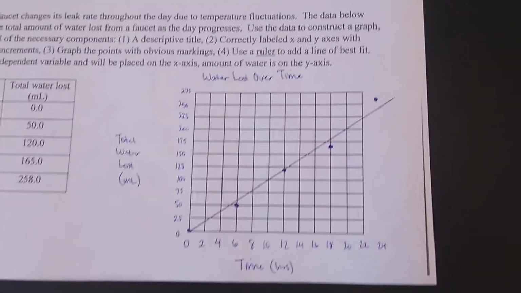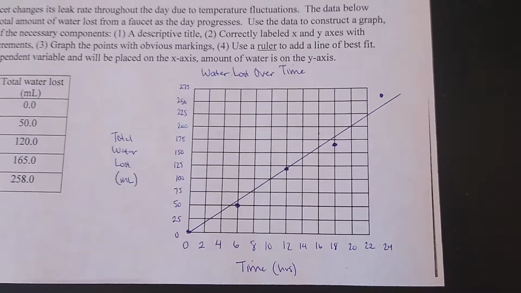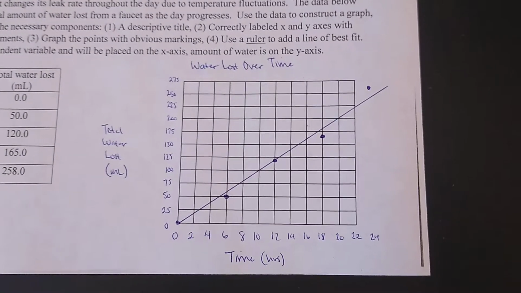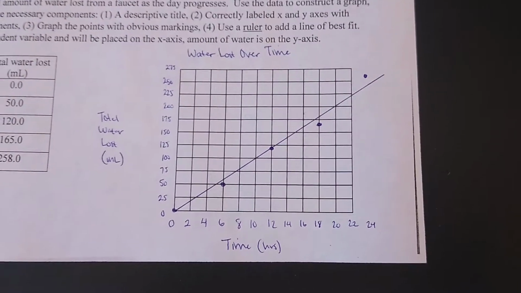The title, water lost over time. I chose a descriptive title. This tells me what I'm looking at in the graph. Leaky faucets would be a really cute title, but it doesn't tell me what I'm reading, so it's not very useful. Please make your titles useful.